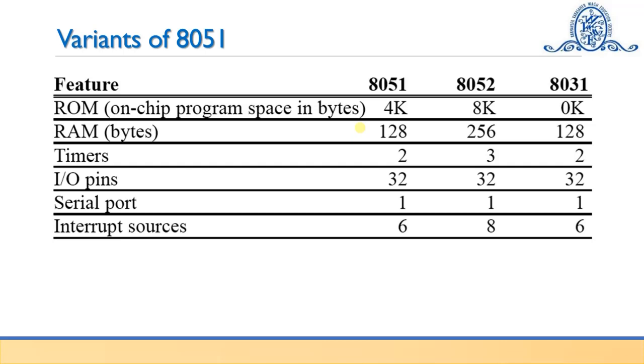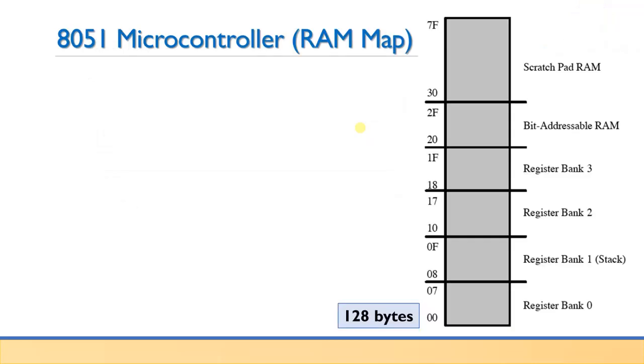8051 and 8031 have two timers, whereas the 52 has three timers. All these have 32 I/O pins and one serial port, but in case of 8051 we have 6 interrupt sources, in case of 8052 we have 8, and in case of 8031 we have 6 interrupts.